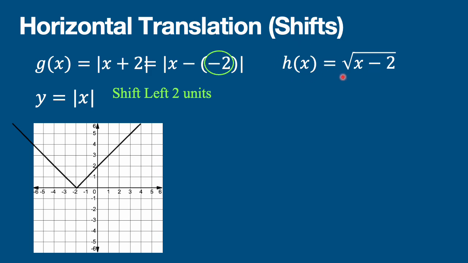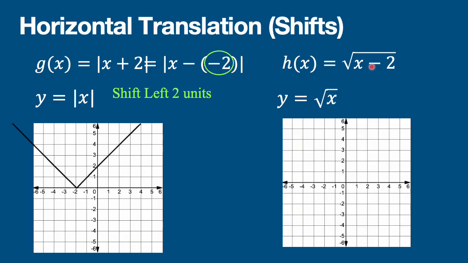h of x equals square root of x minus 2. Inside the square root changes. So the parent function is going to be square root x. Let's sketch the square root x graph right there. Now check it out, inside the square root, x minus h is going to be 2. Shift to the right 2 units. Shift to the right 2 units, right?